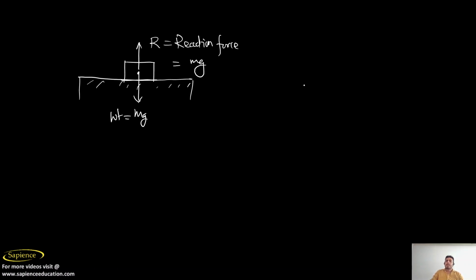Understood? Similarly, if a body is kept on a slant surface with an angle theta, and weight is acting downward, that is mg, what will be the reaction force? The reaction force will always act on the surface, and it will always be perpendicular, that is 90 degrees. So if here it is your surface, there must be a 90-degree reaction force like this.